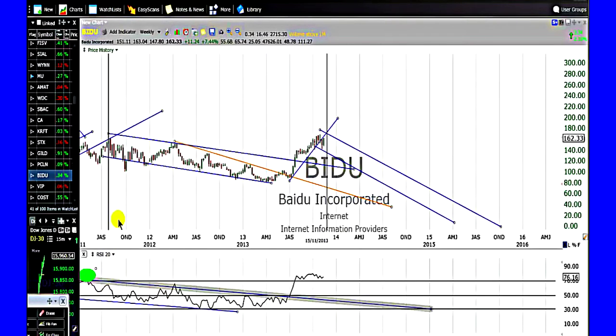So the RSI, from this vertical line to this vertical line, was in a declining channel. The price also was in a declining channel. The RSI came out of the bearish channel, and the price also came out of the bearish channel. Though the RSI 20 on this weekly chart is overbought, the price is not bearish. One should not sell when the RSI is overbought.